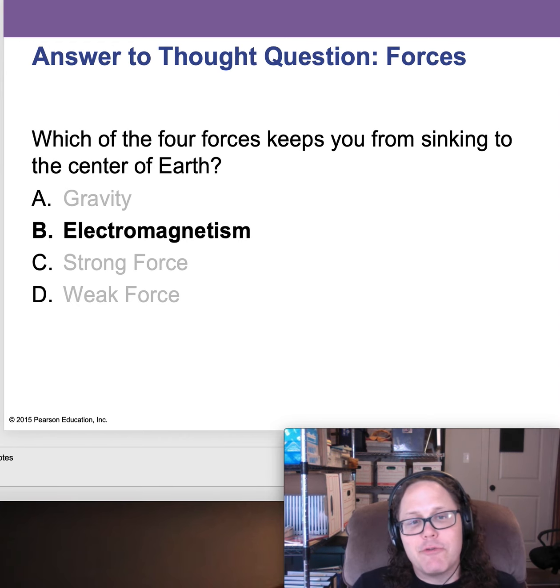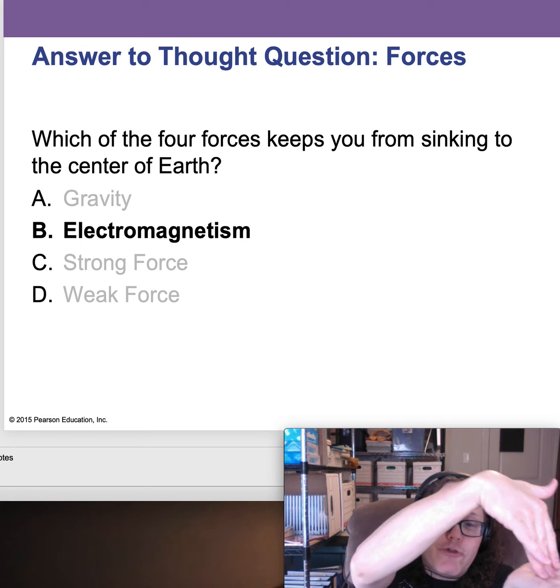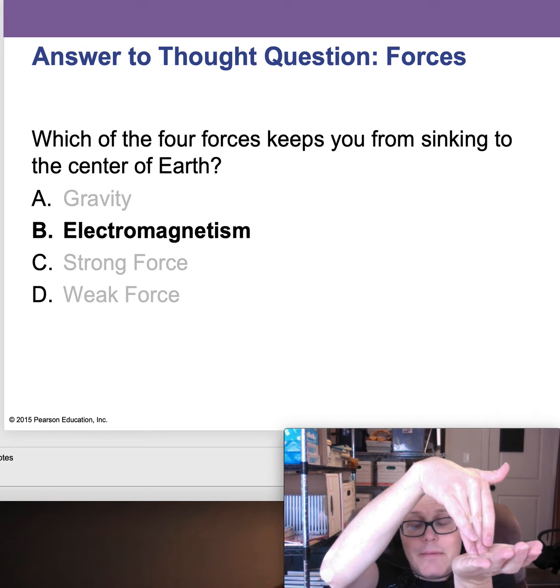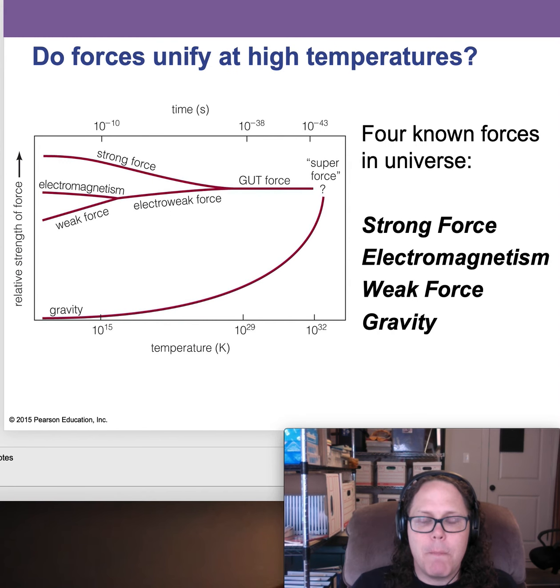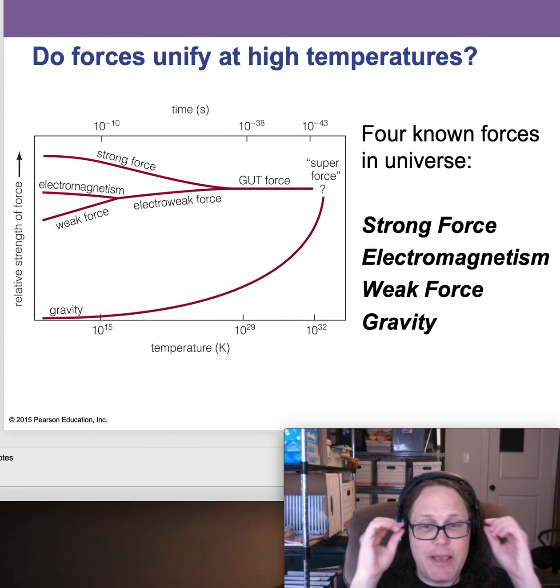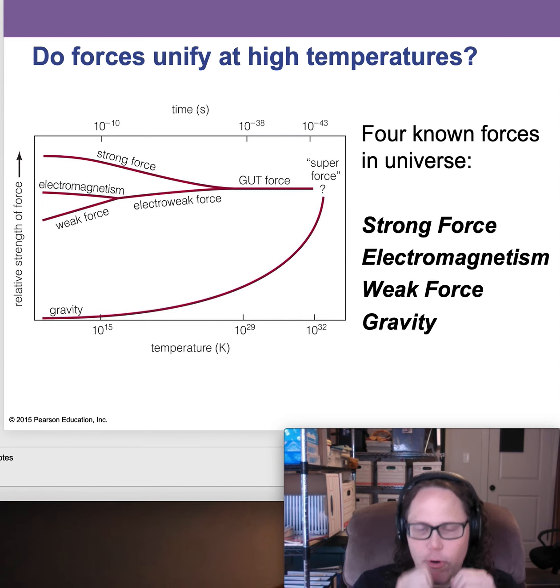Yep, it's electromagnetism. Gravity is pulling you toward the center. What's preventing that? Electron repulsion. The electrons in your feet are repelling the electrons in the ground. So why is that important for the Big Bang? As you increase temperature, the 4 forces start to behave more and more identically. They become indistinguishable from one another.